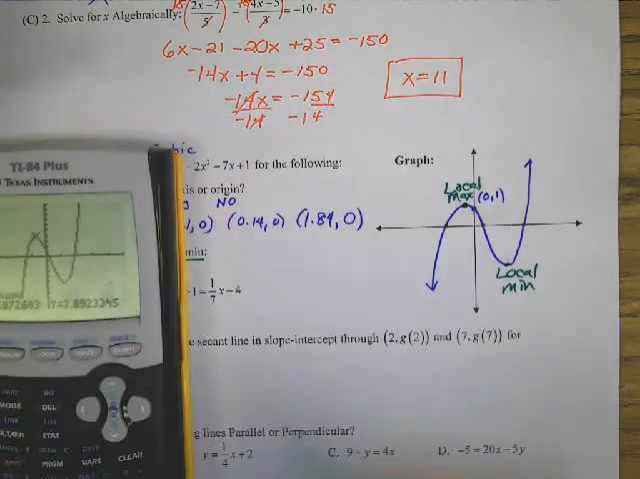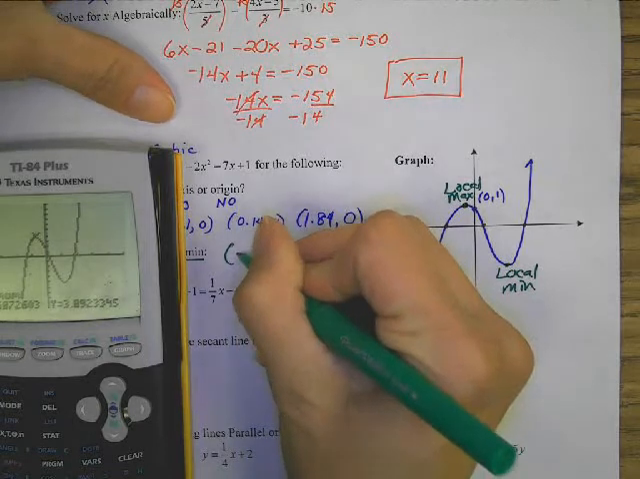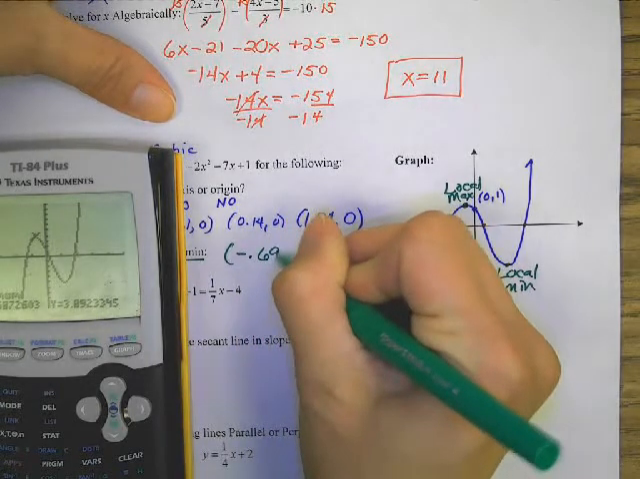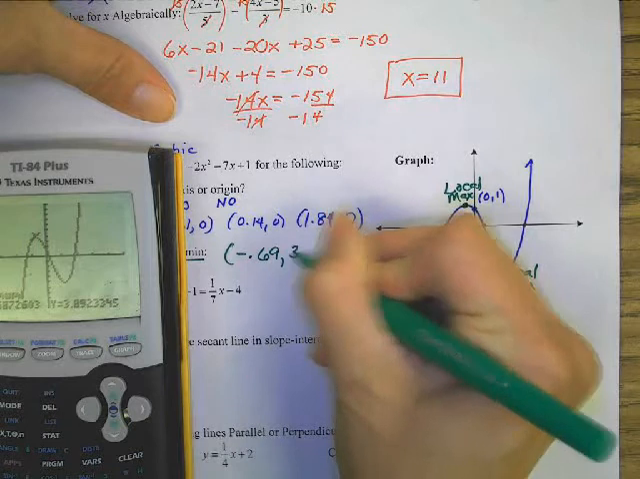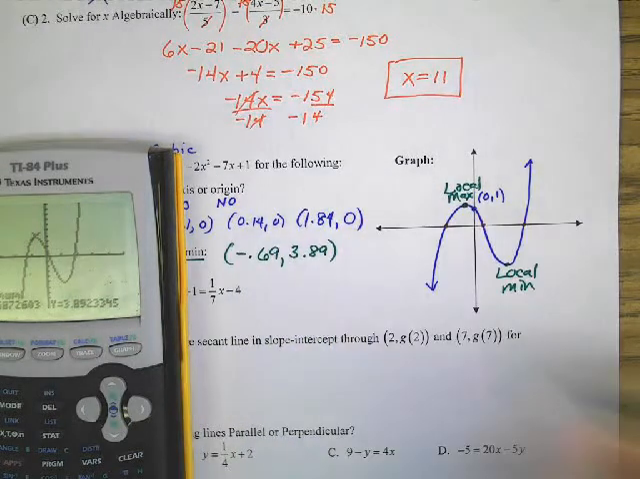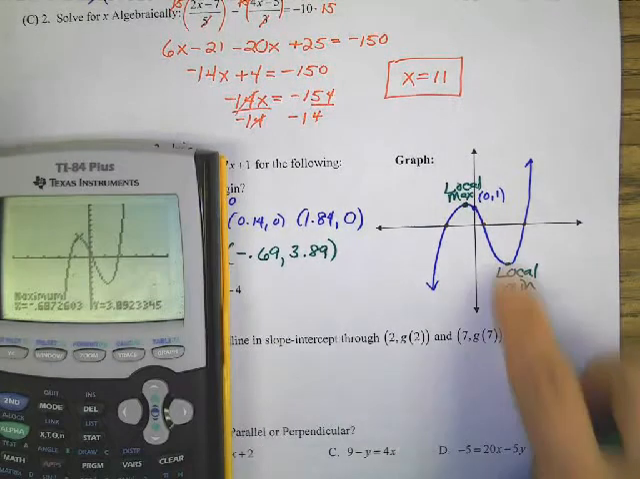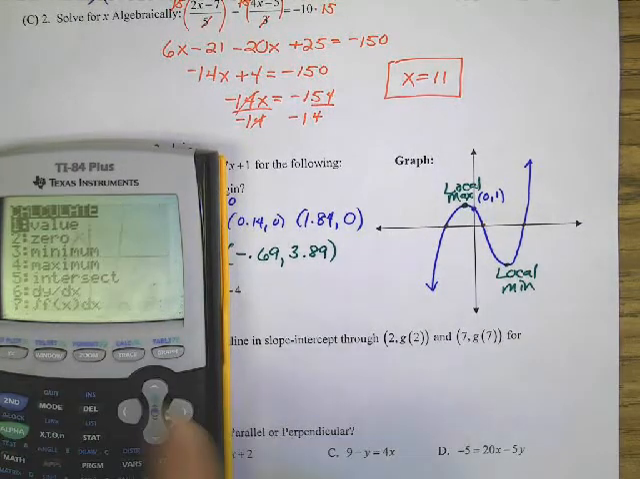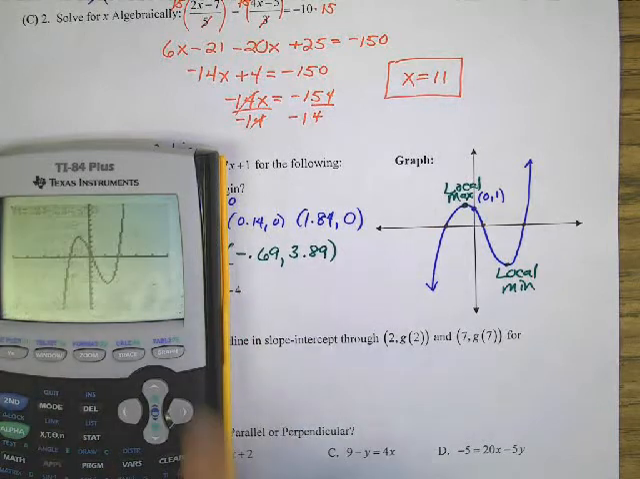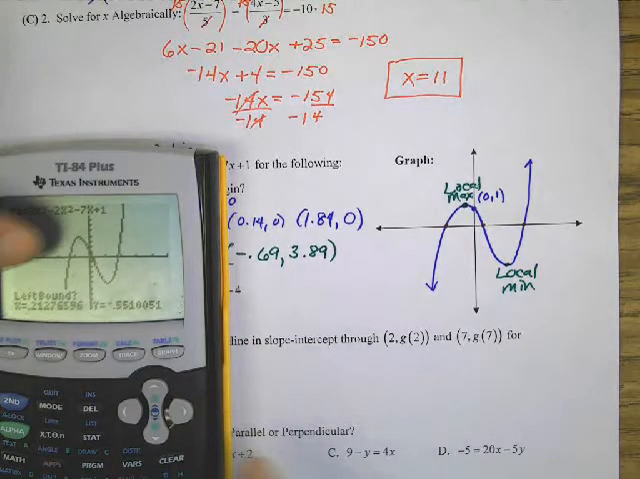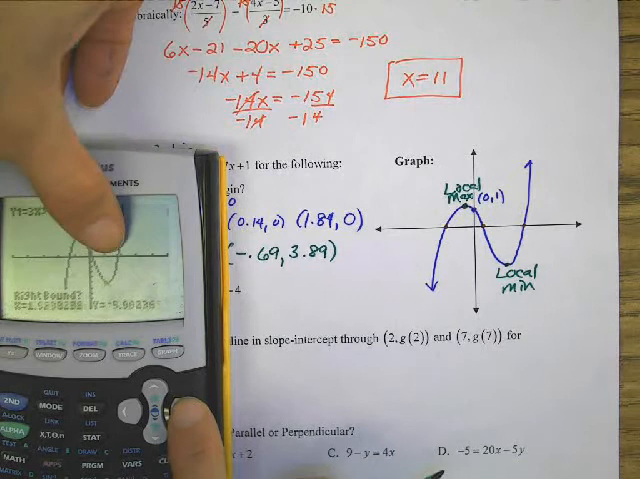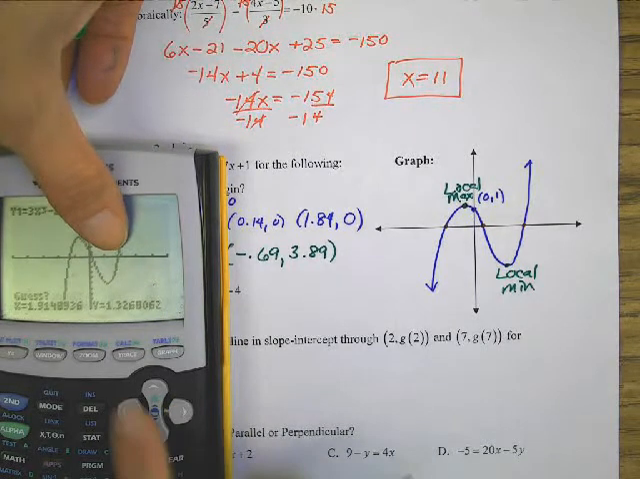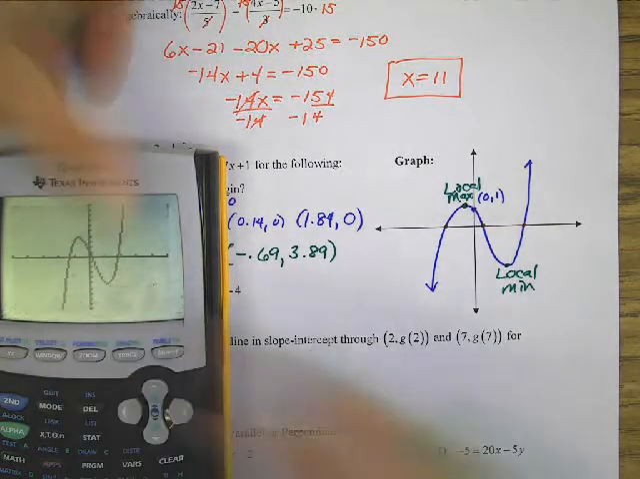And I'll find the local minimum next. Second calculate. Minimum is number 3. That's to the left of the minimum. Now I'm going to go to the right of the minimum. Guess, just click somewhere in between. And the answer is (1.13, -5.14). So those are the local max and local min points.